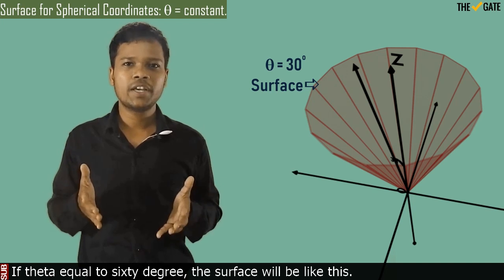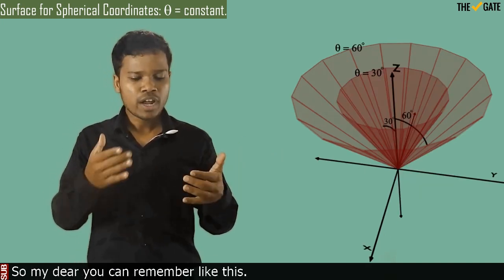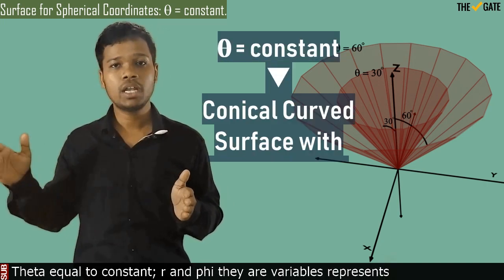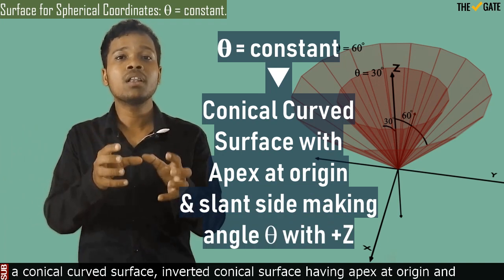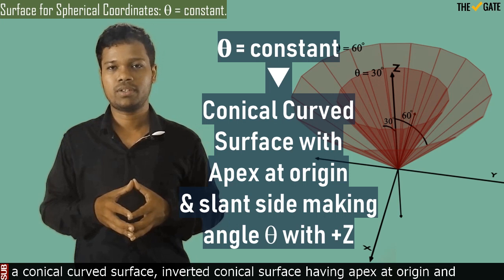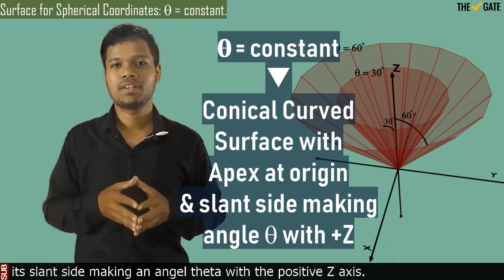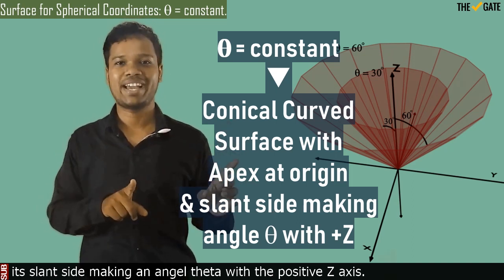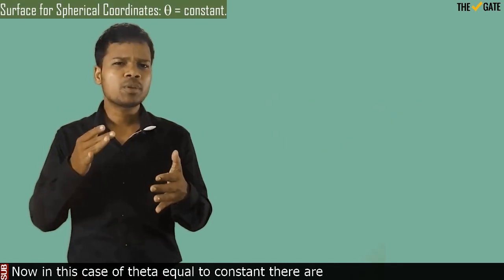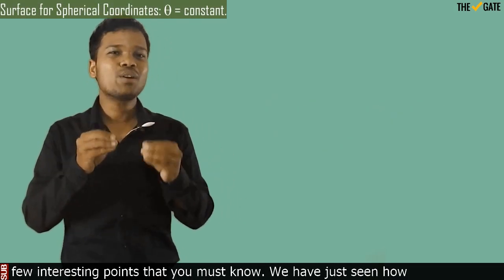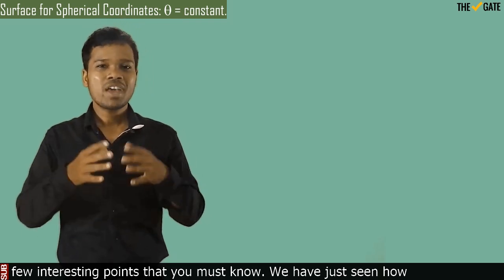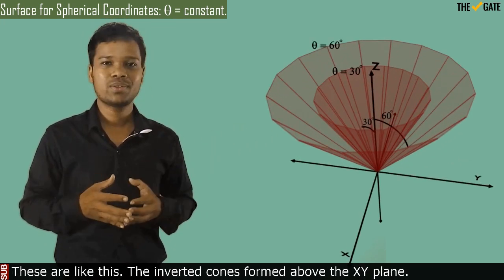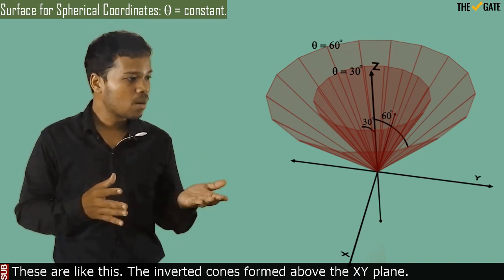If theta equal to 60 degree, the surface will be like this. So my dear, you can remember like this. Theta equal to constant, with r and phi variables, represents a conical curved surface, an inverted conical surface having apex at origin and its slant side making an angle theta with the positive z-axis. Now in this case of theta equal to constant, there are a few interesting points that you must know. We have just seen how theta equal to 30 degree and theta equal to 60 degree surfaces look. These are the inverted cones formed above the xy plane.